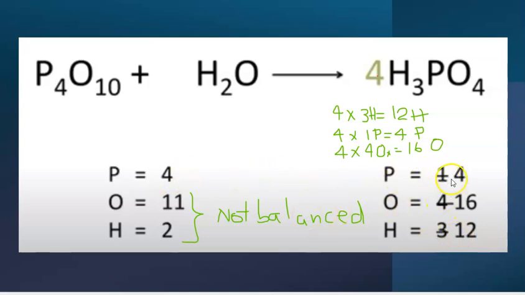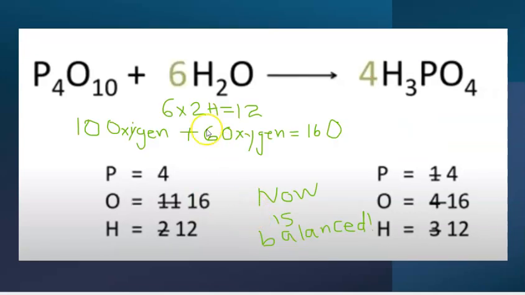Now, the phosphorus is balanced, but it is not the same with oxygen and hydrogen. If I put a 2 in front of water, then I will have 12 atoms of hydrogen and 16 atoms of oxygen. As you can see now, the equation is balanced. 4, 4, 16, 16, 12, 12.